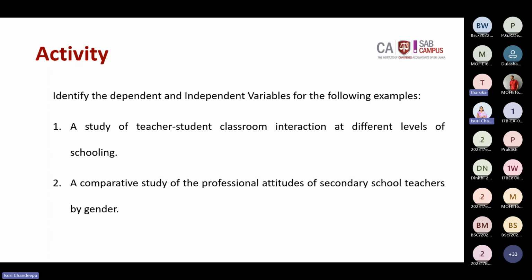Sorry, the independent variable is the gender, right? School teachers' gender. So based on the gender, what are we going to test? Whether their professional attitudes may change. So the independent variable is the gender of the school teachers, and the dependent variable is the professional attitudes of the secondary school teachers. So this is another way you can develop your research topic.